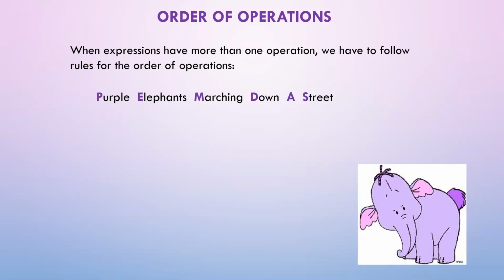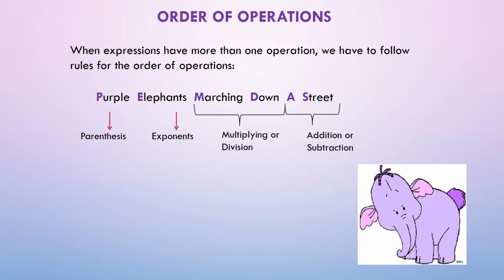So using that purple elephants marching down a street, the P in purple stands for parentheses. The E in elephants stands for exponents. Marching and down, they go together. Notice that those stand for multiplication or division, and a street stands for addition and subtraction.